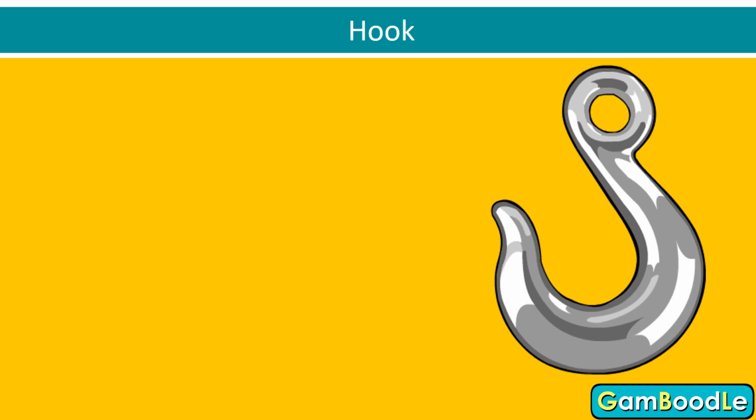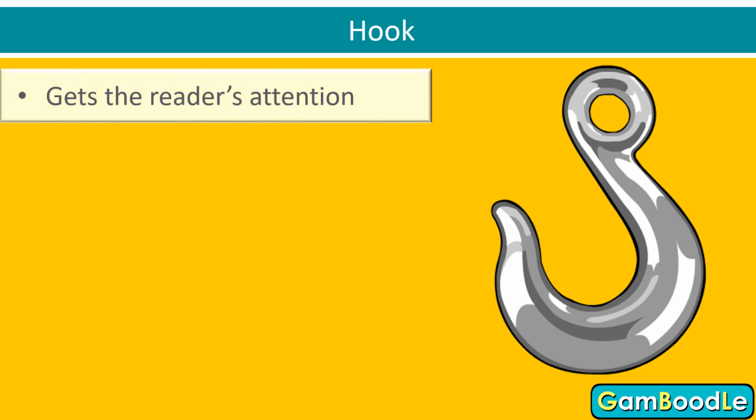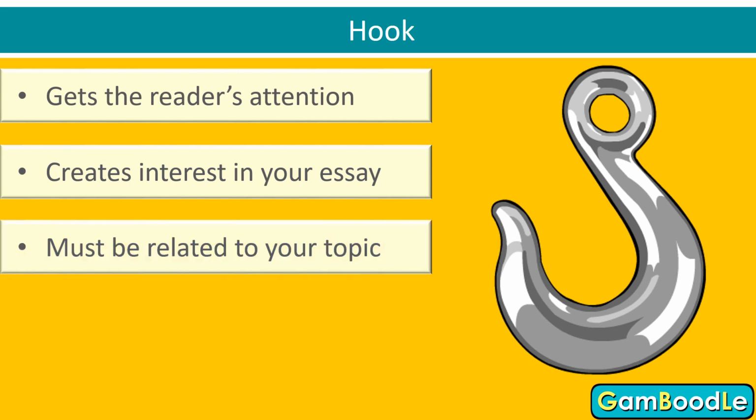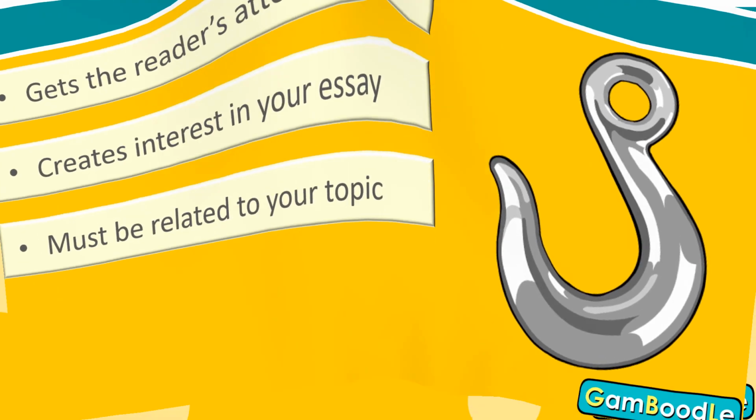The hook, or attention grabber, is one or two sentences that begin your introduction paragraph. The hook is an attempt to capture your reader's attention so that they'll continue reading your essay. The hook should be directly related to the topic of your essay. Let's look at 7 types of hooks.